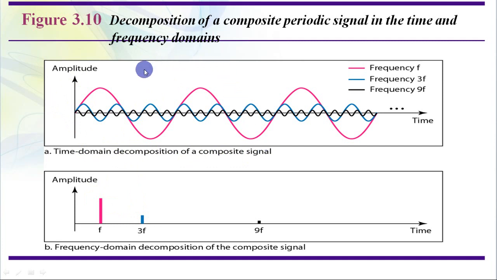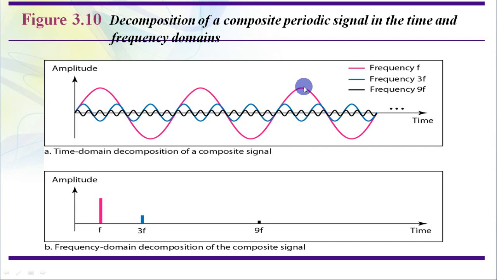Why is this a composite signal? Because multiple signals are present and they have different wavelengths and different frequencies. So here there are three sinusoidal waves, and they repeat in a particular time interval. The first one, in pink color, repeats in a particular time manner. That's why this is a periodic signal.